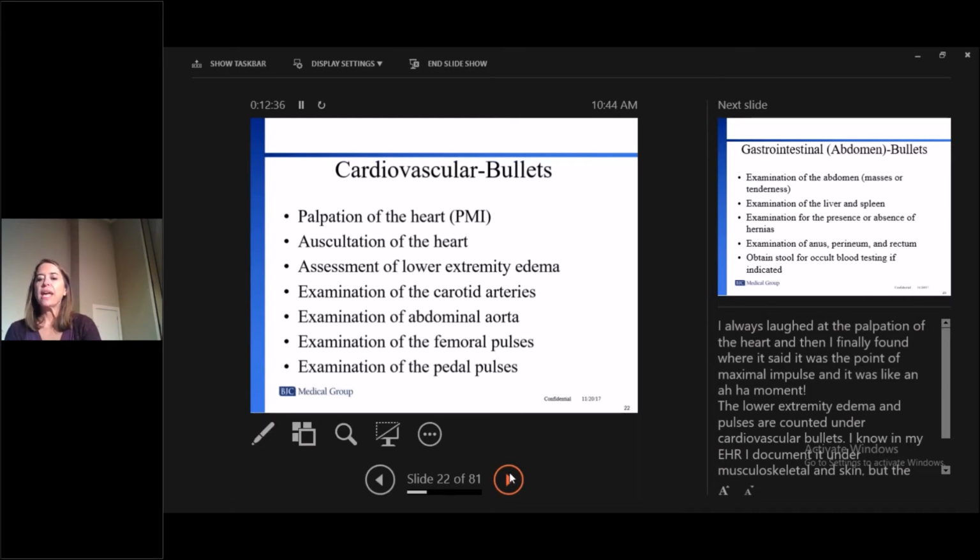Another thing to note is that the lower extremity and pulses are counted under the cardiovascular bullets. I know in my EHR system, that's not where I find it, okay? I'm documenting under skin and musculoskeletal for swelling and pitting edema and those kinds of things, but it doesn't count in that section. It counts towards your cardiovascular.